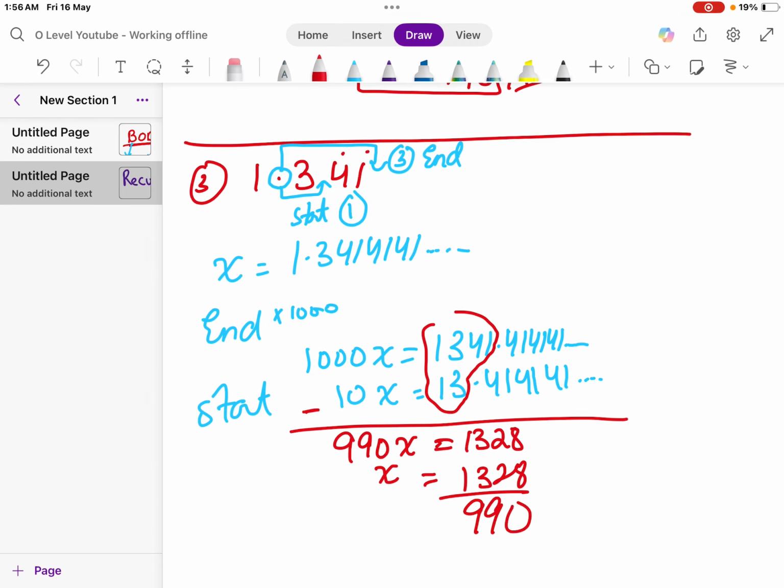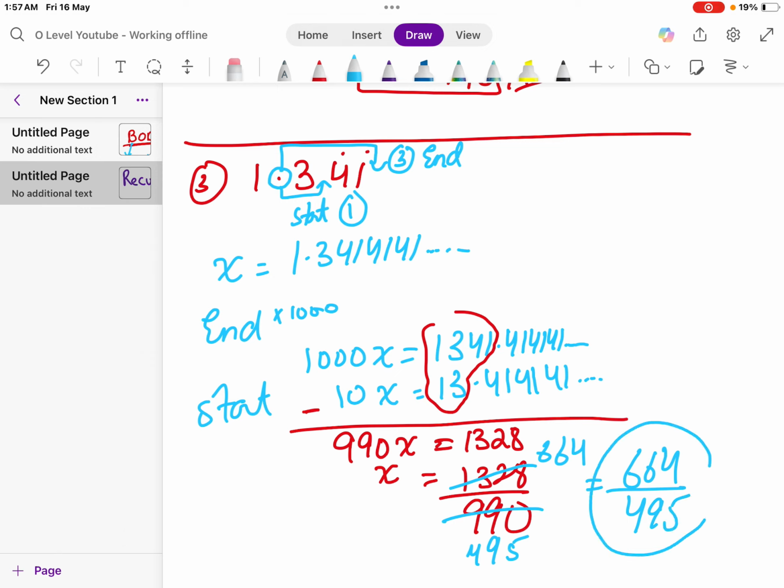Now if the simplification is possible, then we have to simplify. Remember that. Simplification is very important for this. So I will do it from the 6 table: 6 2s are 12, 2 6s are 12, and 2 4s are, then 2 4s are, 2 9s are and 2 5s are. So the final answer will be 664 divided by 495. So that's how we can do this question.